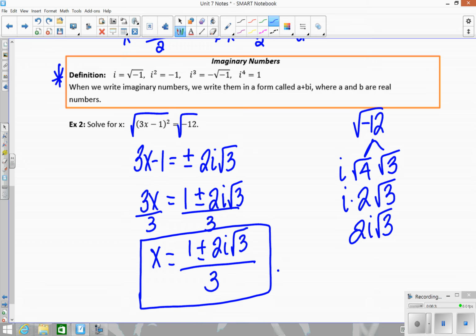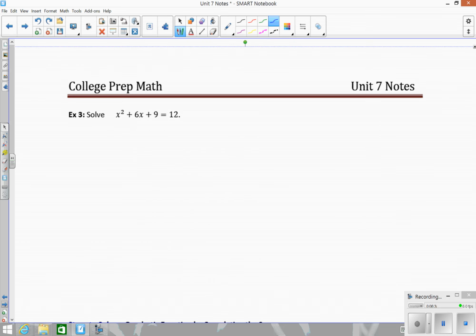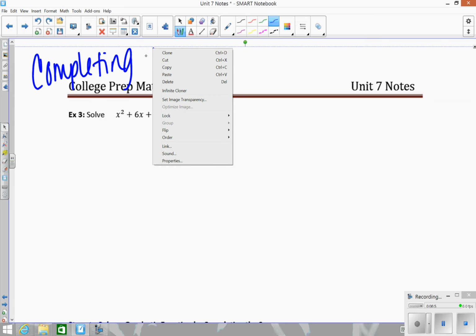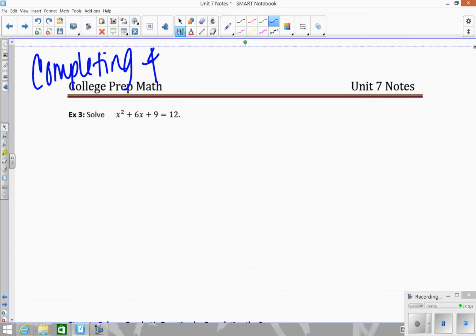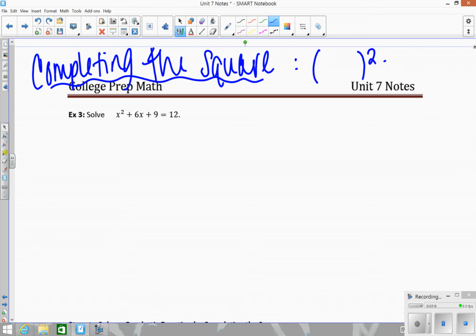The next method that we're going to talk about is called completing the square, and it's basically a method that you use whenever you can't factor an expression or whenever you want to force the expression to be something that you can take the square root of. So it's called completing the square. You're going to use it to get something that looks like this: a quantity squared equals a number. It's a process that you use to force your equation into this format so that you can take the square root of both sides.